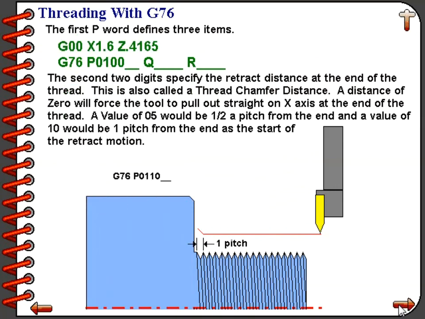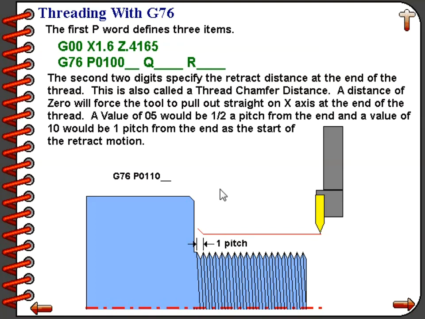The second 2 digits specify the retract distance at the end of the thread. This is also called a thread chamfer distance. If we look at the diagram below, we have the tool there above the workpiece, and we have a red line drawn to represent how the tool path will look. At the end of that tool path, you'll see that there's a slight angle coming up on that red line. And that is the area that we're talking about. That slight angular move going up and towards the workpiece is that thread chamfer.